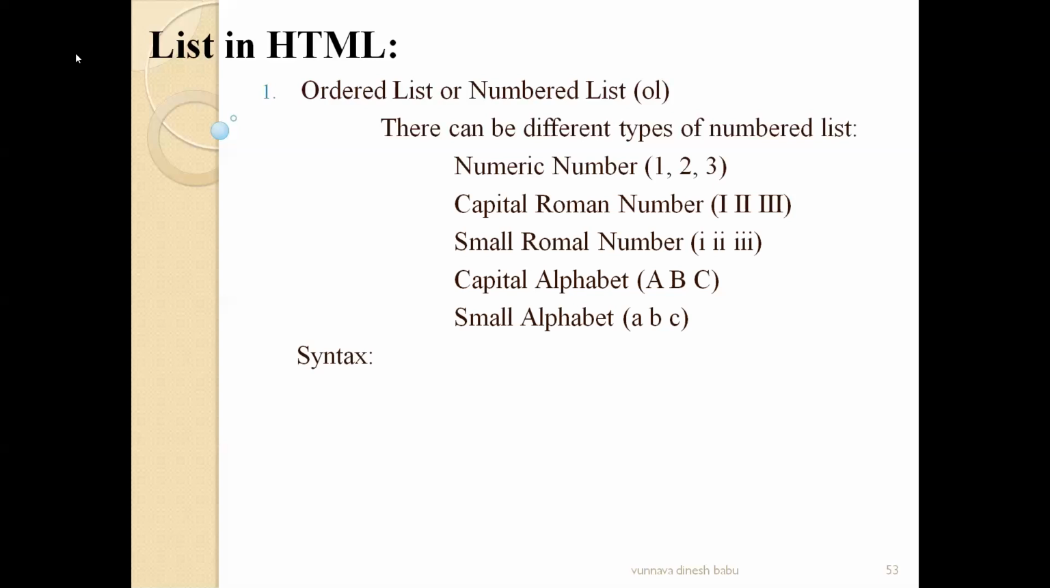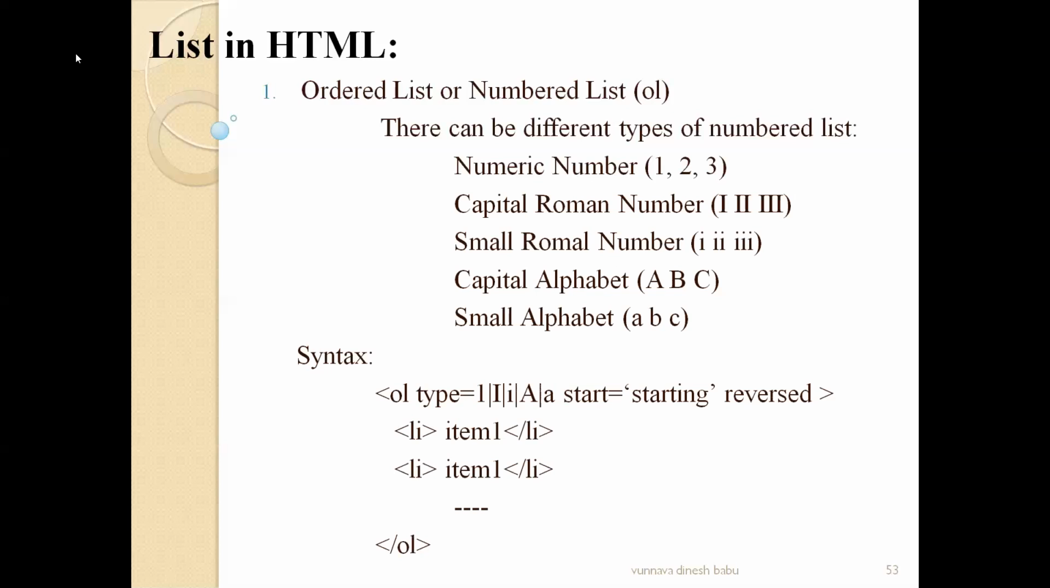Right, syntax. The syntax of using an ordered list is ol, and the type; we have to mention the type. When we want to have Roman numbers as a list, or small Roman numbers as a list, or 1, 2, 3 as a list, or capital A as a list, or small a as a list, we have to specify the value for this type attribute.